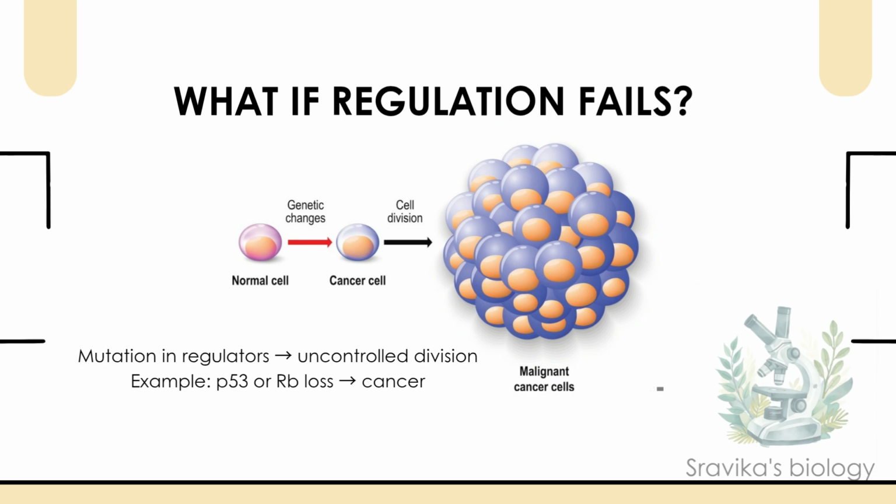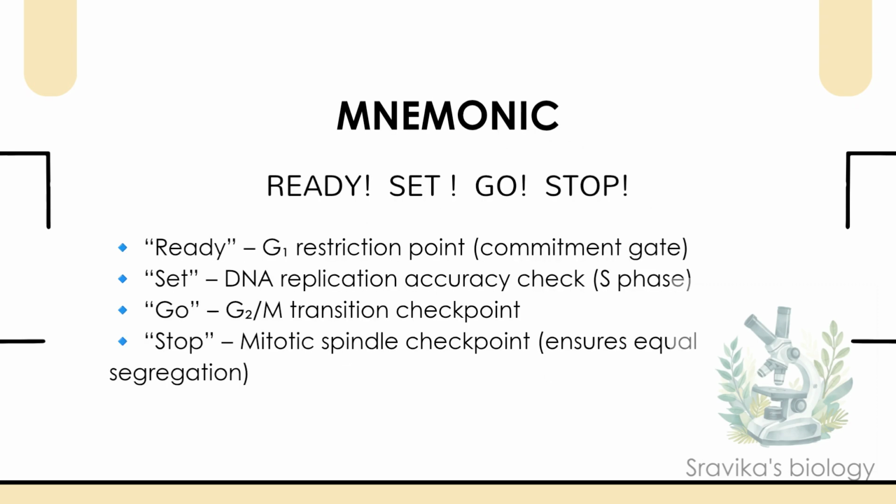When regulation fails, the result is dangerous, uncontrolled cell growth. Many cancers originate from the loss of checkpoint proteins like p53 or Rb, which normally act as brakes on the cycle. Here's an easy way to remember the major checkpoints.